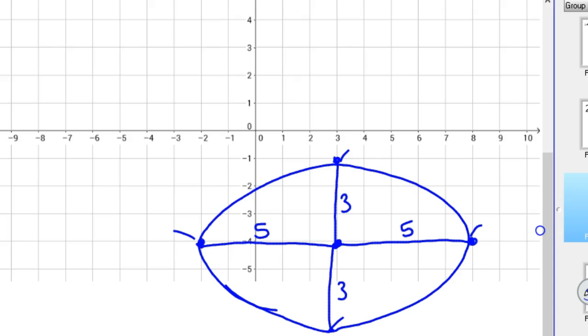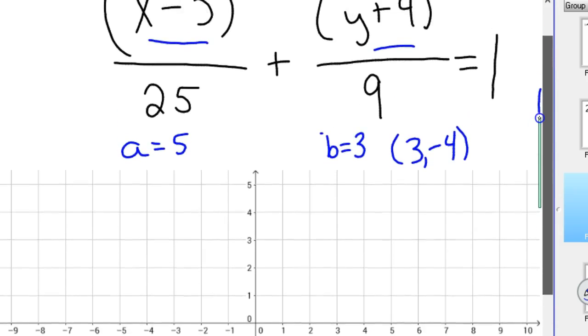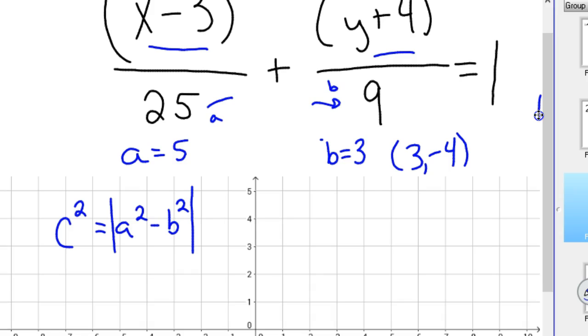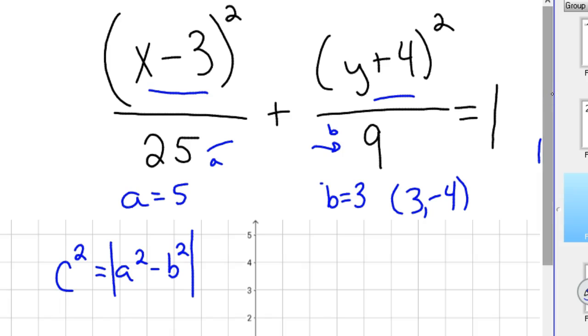And the only thing left to really find is the foci. So the foci in an ellipse can be found with the following equation. And again, A and B, it doesn't matter which one of these you call A and which one B. It just depends on what it's under. So in our case, it's underneath the X, so I called this one A. It's going right and left. B is underneath the Y. It's going to go up and down.